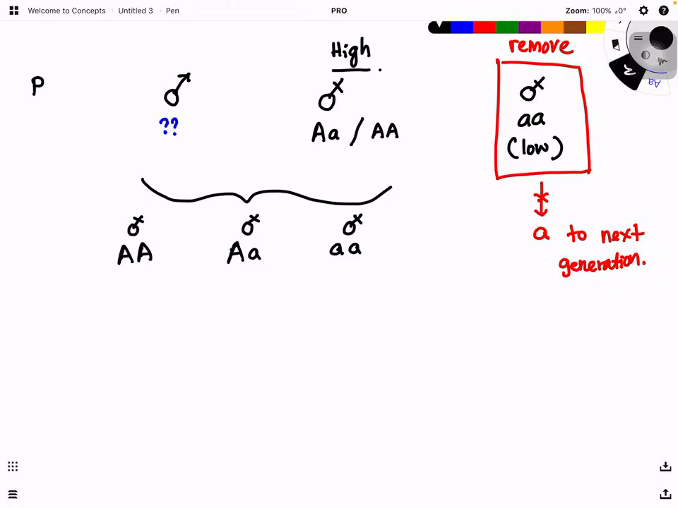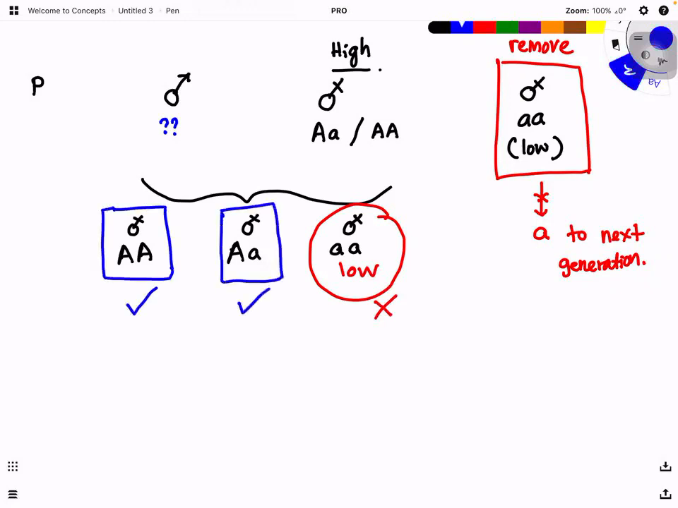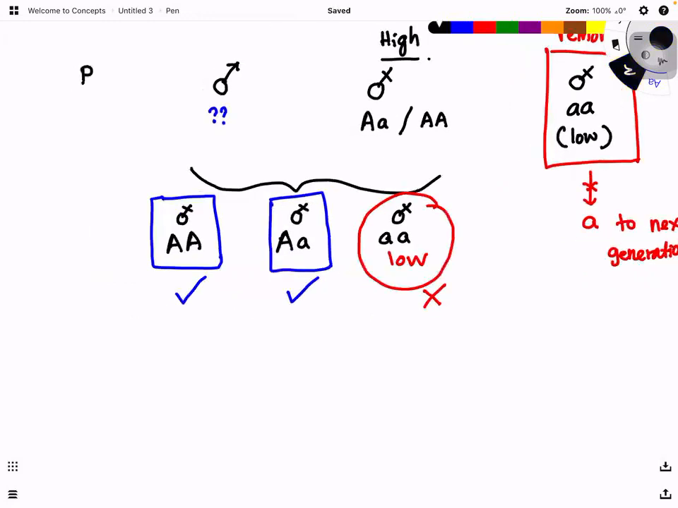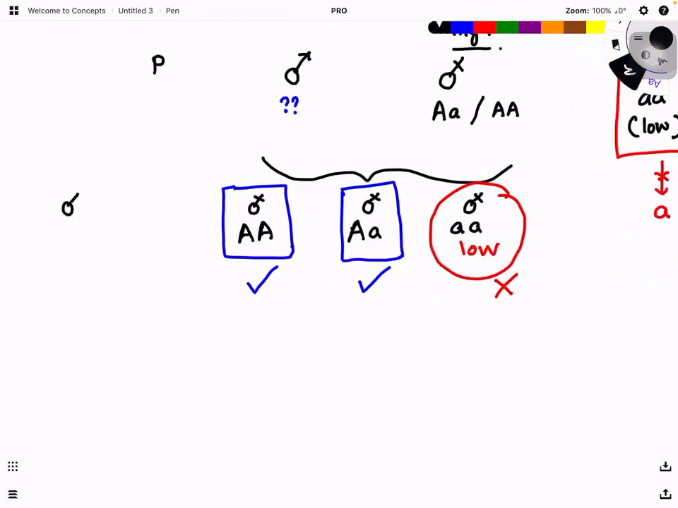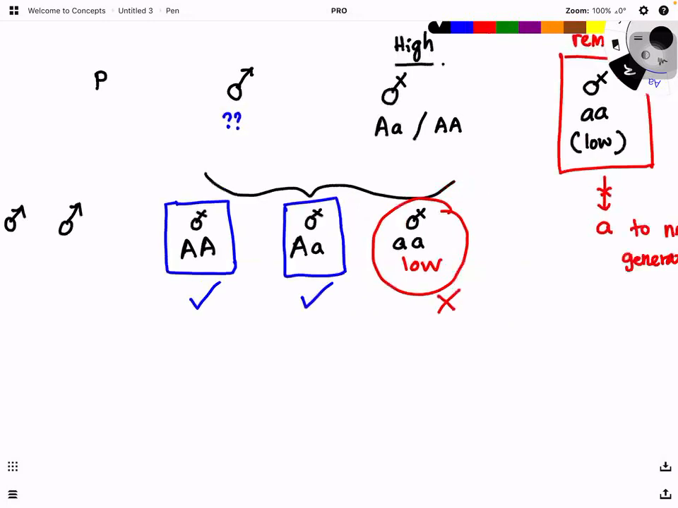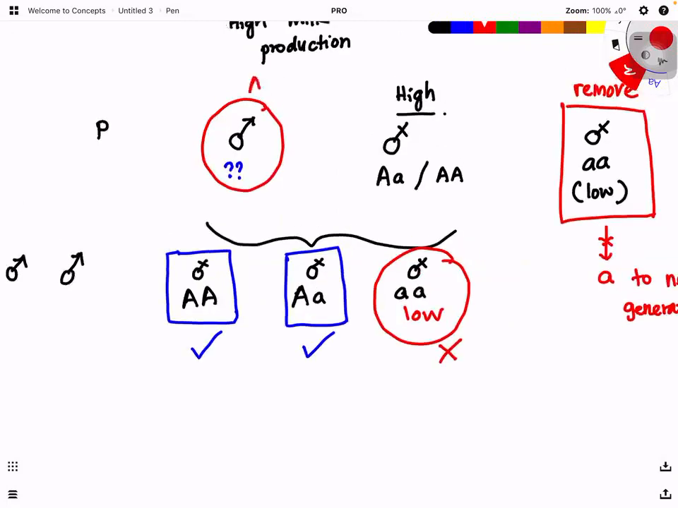So now you look at the female here, then I know that this one, it cannot. This one is low, so we don't allow them to reproduce. But this one can give us high milk production. In this population, I have male bulls. If this male bull's daughter can produce high milk production, then this one most likely carries the big A allele.